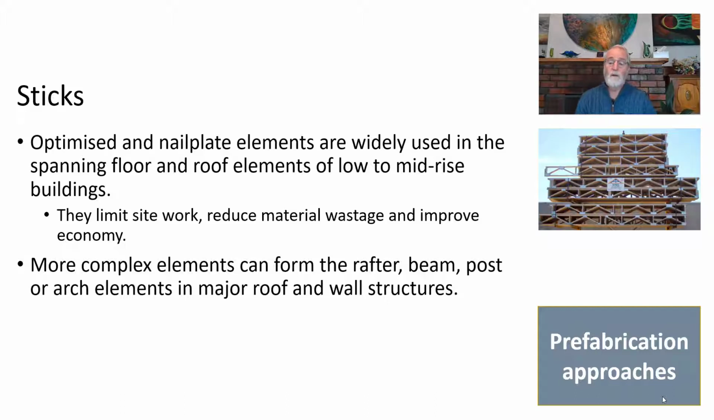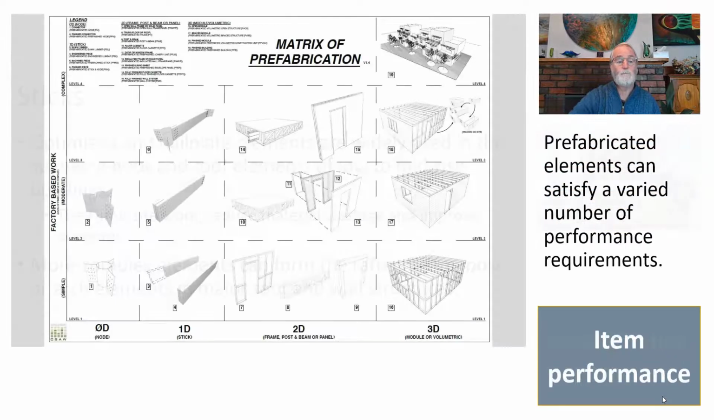So they're obviously not an advanced manufactured item in themselves, but when they're combined with a whole range of others and services, they can go there. So there's more complex elements that can form the rafters, beams, and post and arch elements in major roof and wall systems and in frame systems of multi-storey buildings.